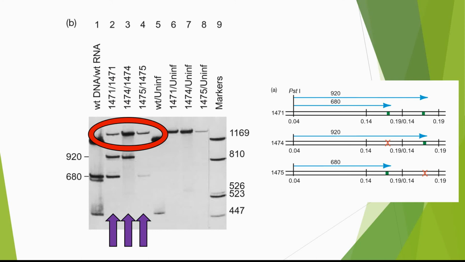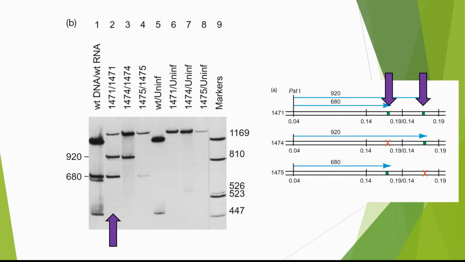Again, ignore these bands at the top. We'll come back to them later. As we can see, in lane 2, the DNA had 2 poly-A signals, and we can see that the 920 nucleotide and 680 nucleotide fragments are present in relatively equal amounts. In 1474, when we knocked out the first poly-A signal at 680 nucleotides, we see that we get a band corresponding to a fragment that's 920 nucleotides long.